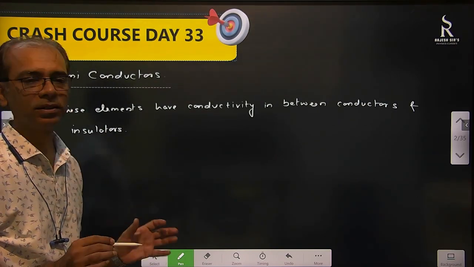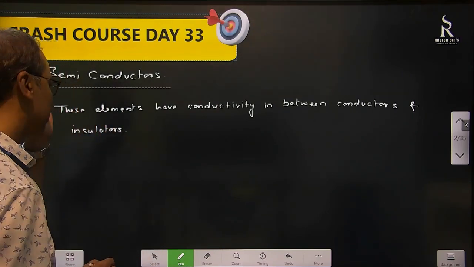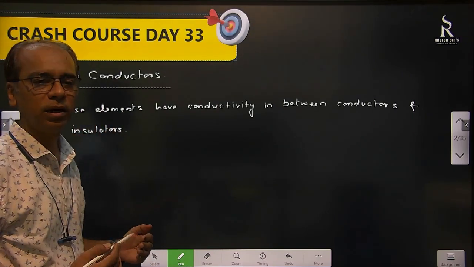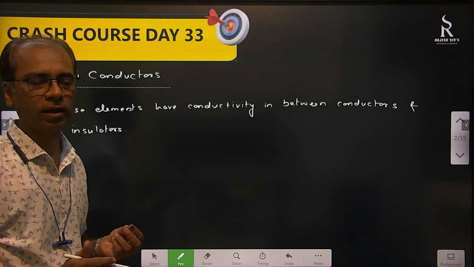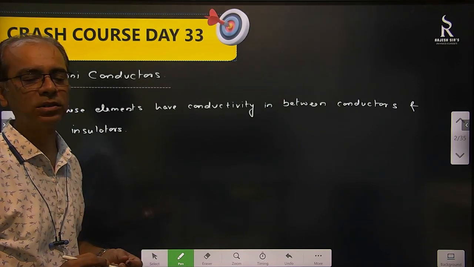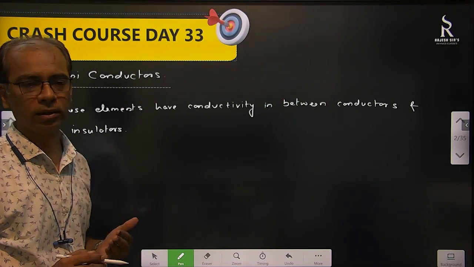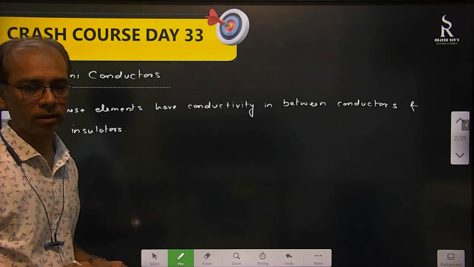But a semiconductor is not like that. A semiconductor will not make the current flow as it flows in a conductor. That means there are certain charge carriers, certain electrons, in semiconductors, but it's not like conductors. But we can increase their conductivity.